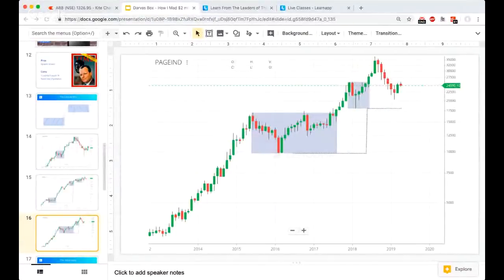What do you do, guys? Is it a buy? Yes, that's right. Beautiful. That is an entry. That's a buy according to Darvis.